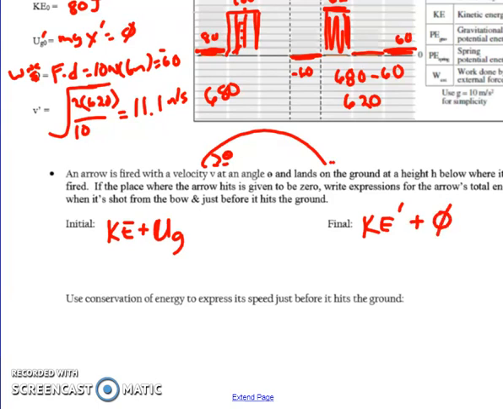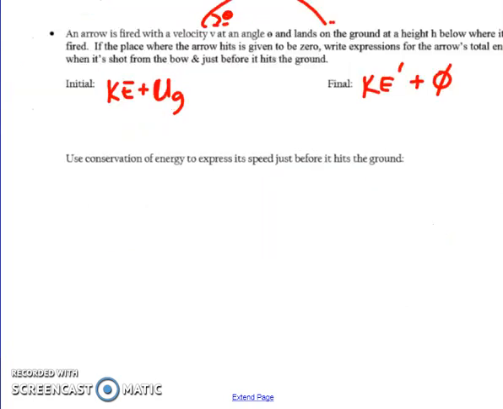So what we can say then is, using conservation of energy, how would we figure out the speed? Well, I take the initial kinetic, 1/2 mv squared, plus mgy, which is going to equal 1/2 mv prime squared. Since there's no potential on the right side, we can now solve for v prime. I'll let you do that on your own because I'm out of time.